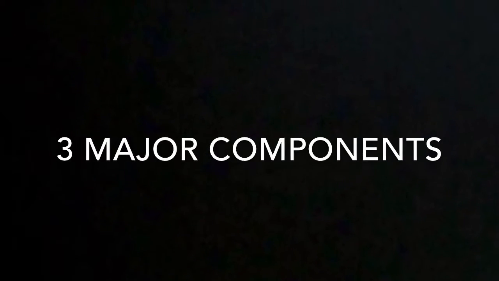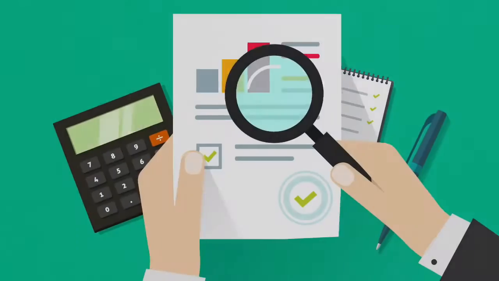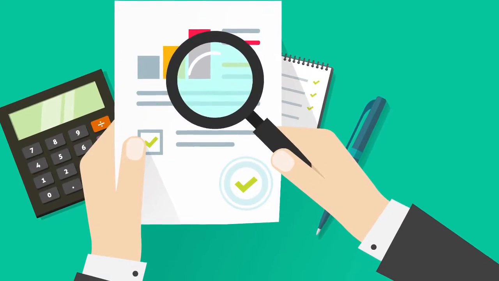Within the SOX Act, there are three major components. Section 302 requires management to set up internal controls and sign off on all major financial statements. Section 404 requires management to create internal controls and reporting methods.